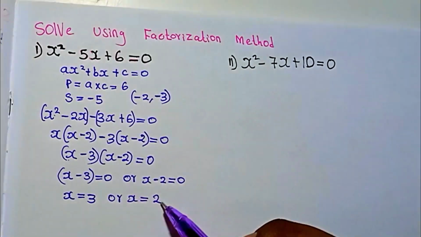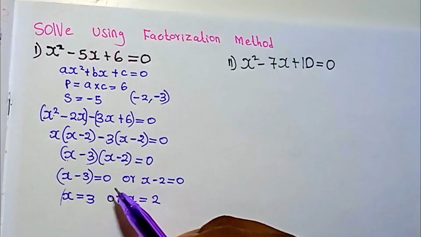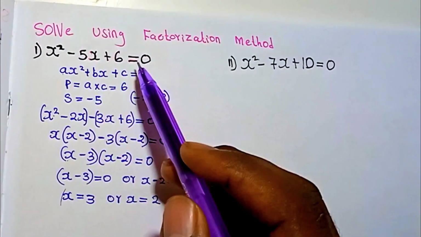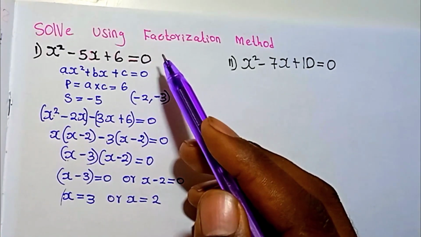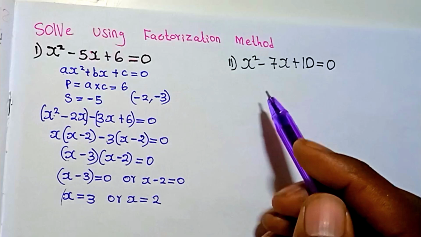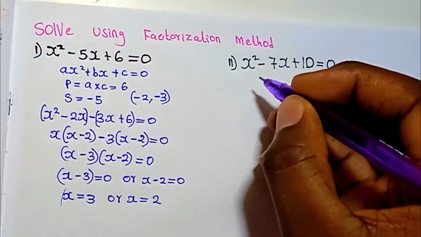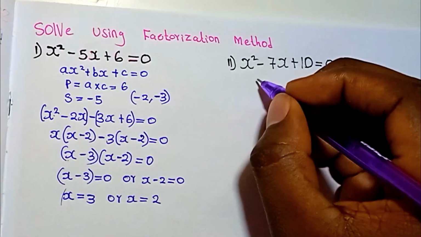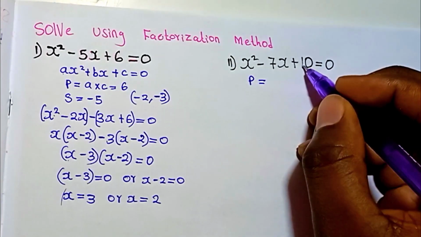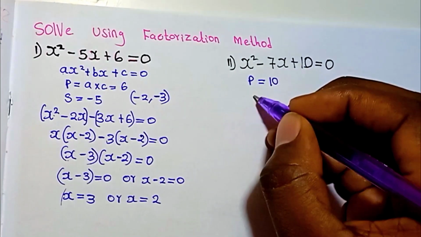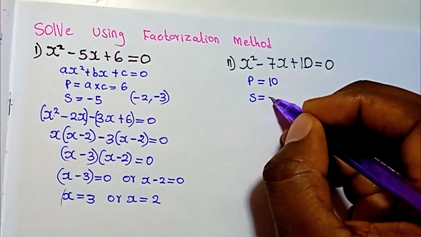So when we replace these numbers in this equation, it is going to give us 0. So we're going to question number 2. So we're going to have the same, the product and sum. So the product is this 10 and the sum is -7.